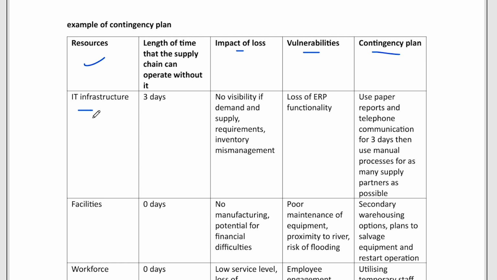So take something like IT infrastructure. If an event occurs, maybe an earthquake, and it knocks those things out, how long can you survive without them? 3 days. What's the impact? There is no visibility of demand and supply requirements, and that can lead to inventory mismanagement. Why is that happening? Because we've just lost our ERP functionality. So what's the contingency plan here? Use paper reports and telephone communication for the next 3 days, because we'll be out for 3 days. So basically a manual process, that's what you're going for.